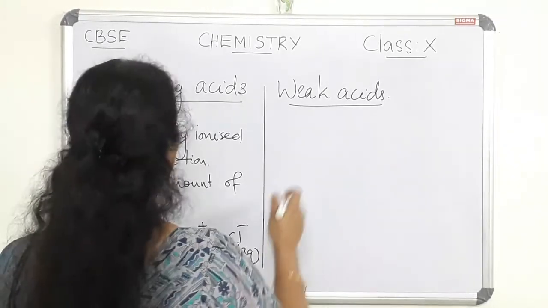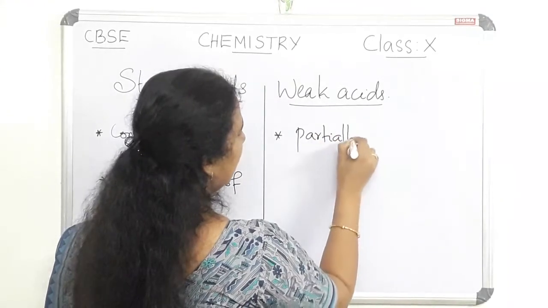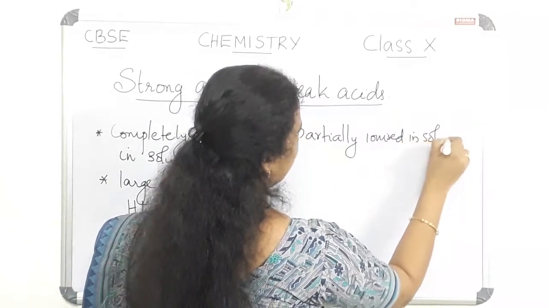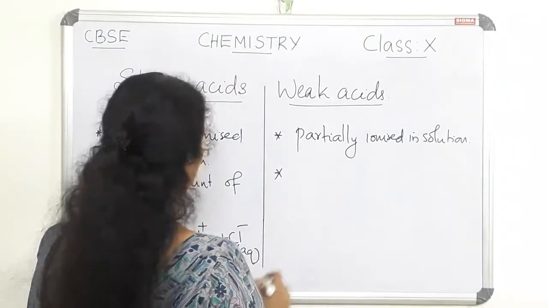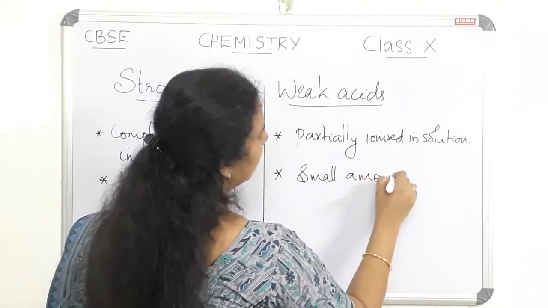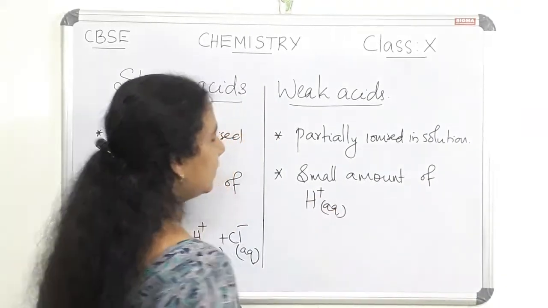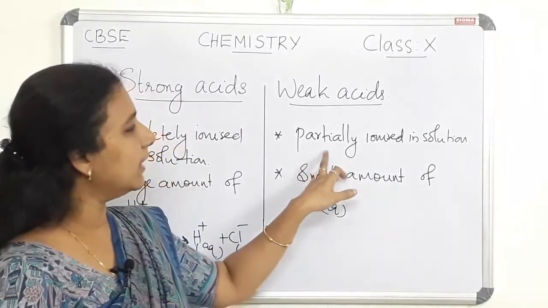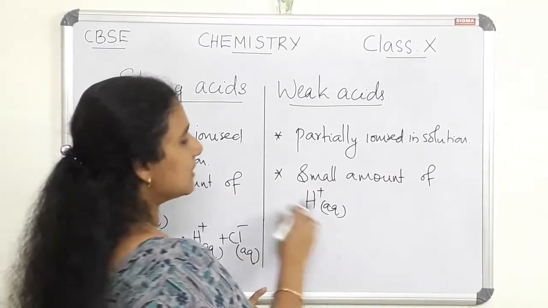But in the case of weak acids, we can say that they are partially ionized in solution. Then the second point is they produce a small amount of H plus ions in solution. They produce a small amount of H plus aqueous. So weak acids also produce H plus ions in solution, but they are partially ionized and produce a small amount of H plus ions.